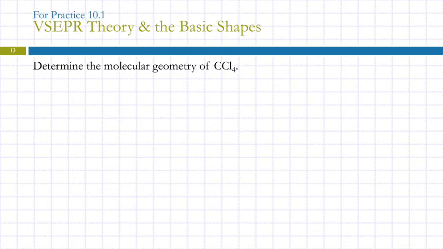So let's determine the molecular geometry of carbon tetrachloride. The first thing we need to do is draw a Lewis structure. So we've got a carbon and 4 chlorines. Yeah, question? How does that exist? Okay, let's go back and look at that.